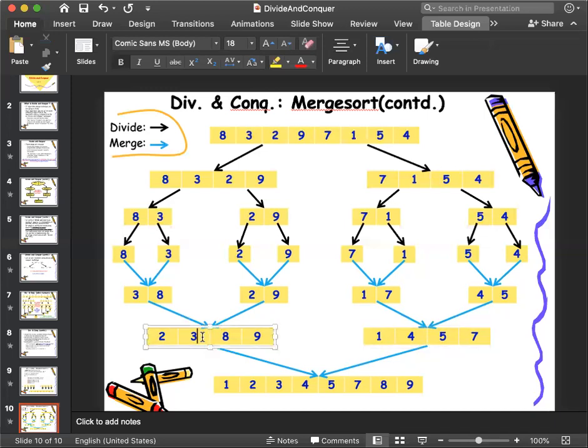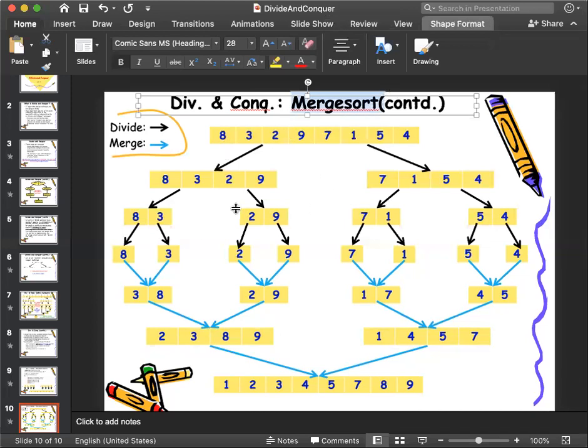I will combine these four and these four, and between these four, whichever is the lowest goes first. Then 2, 3, 4, 5. See, this list is now sorted. The given list is sorted now and you are getting the sorted list. So this is merge sort.